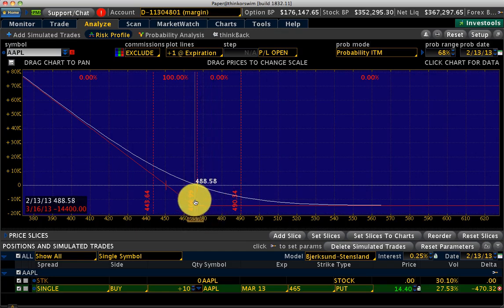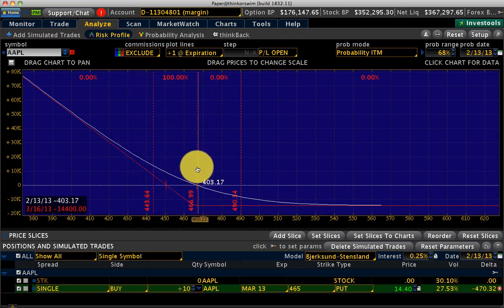You take the 465 and then you minus the premium. So 465 minus 14.40 is going to be about $450. And that's where your break even comes in. And anything beyond that on the day of expiry is going to be profit for you.